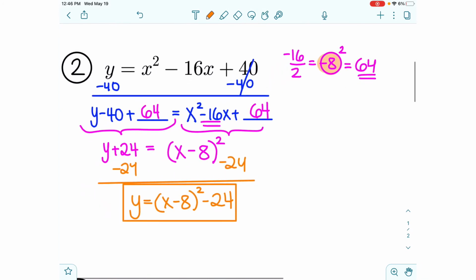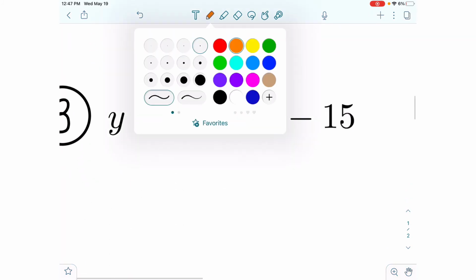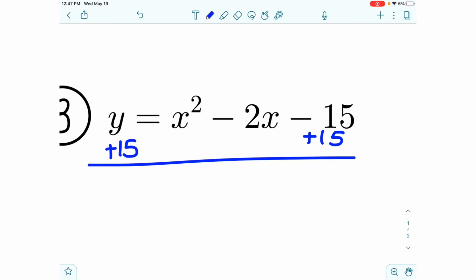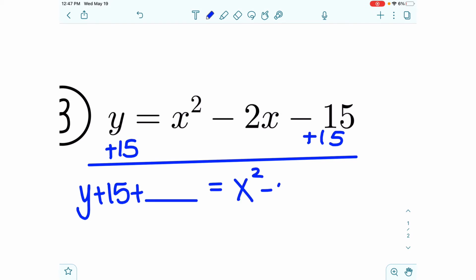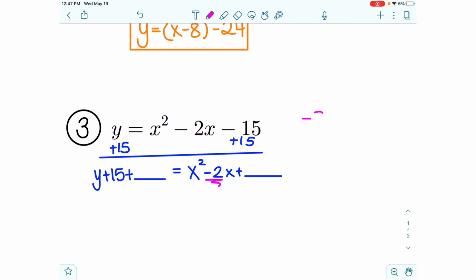There's the work. I'm going to do one more with you, but you can of course pause and rewind if you need more of an explanation or if you need to hear it again. All right, first step, move the 15 over. Y plus 15 plus blank equals x squared minus 2x plus blank. Complete the square. Take the negative 2 in the middle, divide it by 2. That's negative 1. I'm going to circle it.